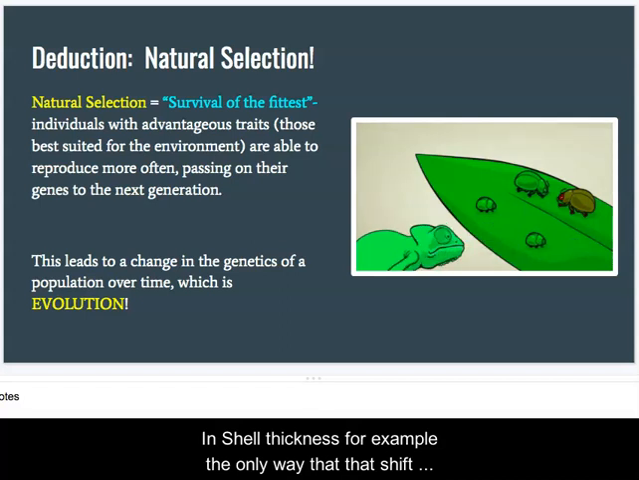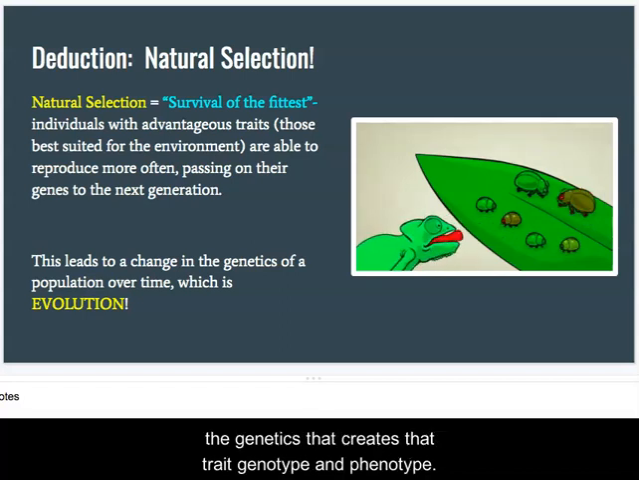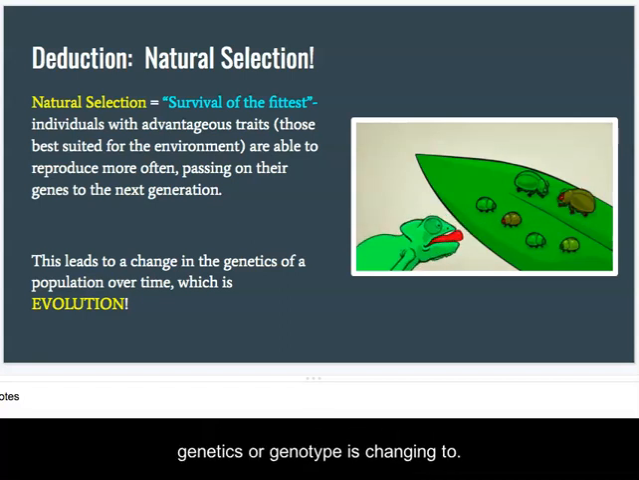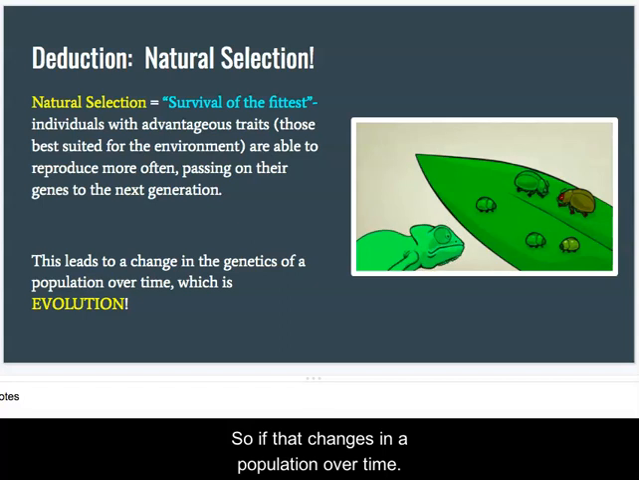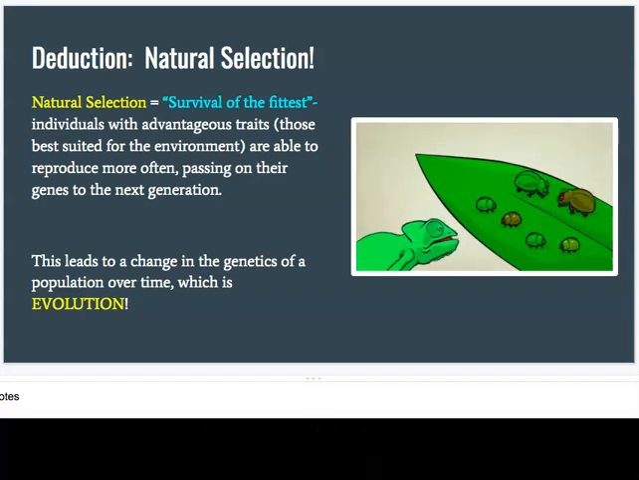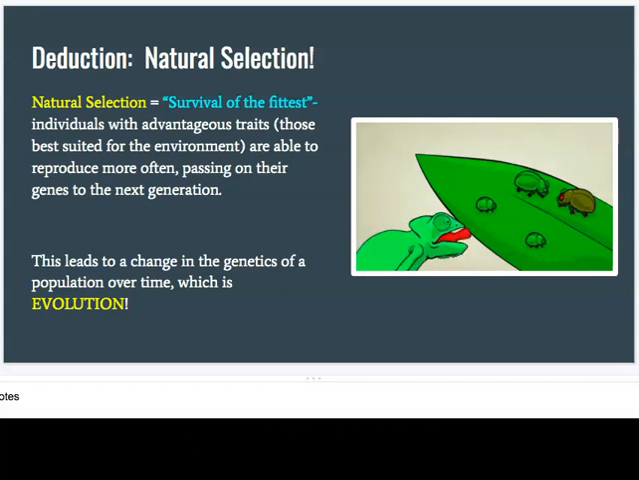The only way that that shift in appearance happens is if there is an underlying shift in the genetics that creates that trait. Remember, genotype and phenotype. So if the phenotype is changing, then the underlying genetics or genotype is changing too. So if that changes in a population over time, that is literally evolution. That is the definition of evolution. So please make sure you pause and get this down.